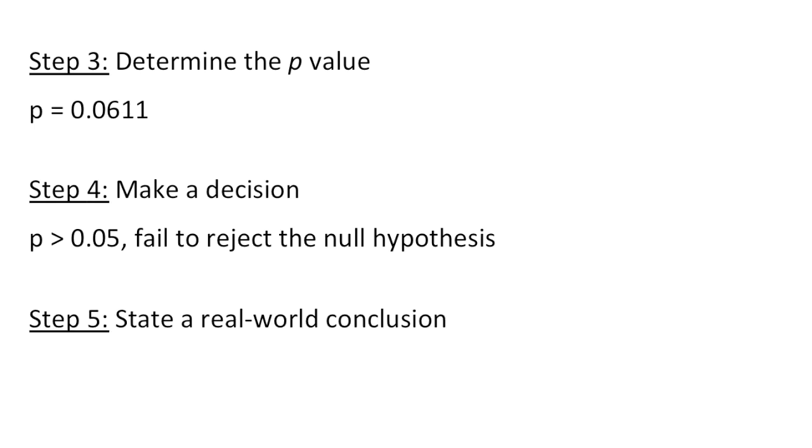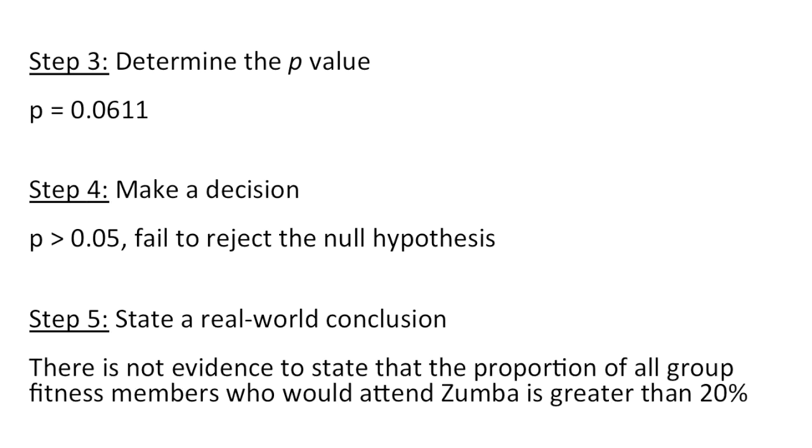In step 5, we state a real-world conclusion. This is where we should go back to the original scenario to answer that research question. There is not evidence to state that the proportion of all group fitness members who would attend Zumba is greater than 20%. So we do not have evidence that the population proportion is greater than 0.20. These results would be said to be not statistically significant. Let's look at another example.